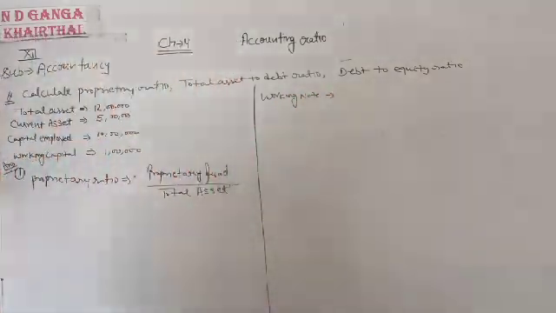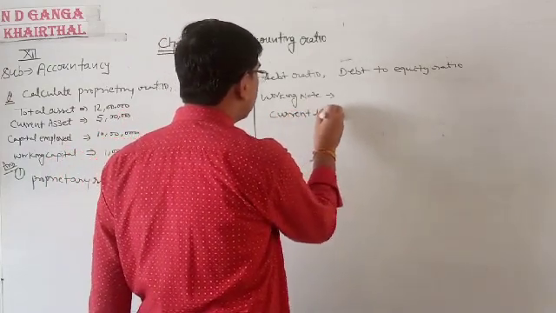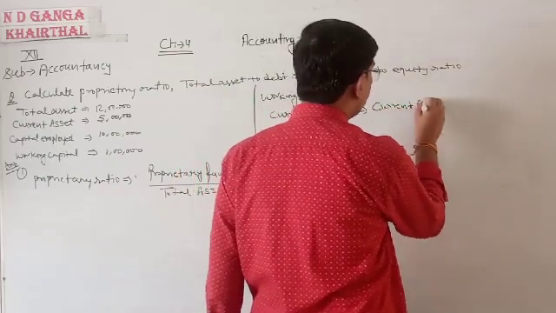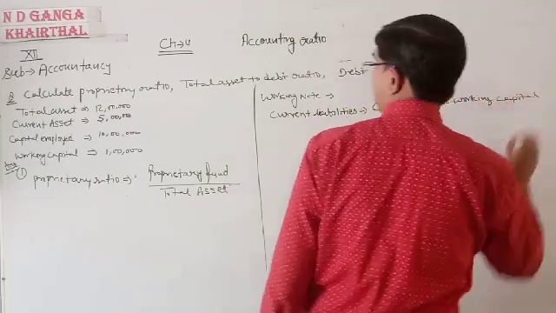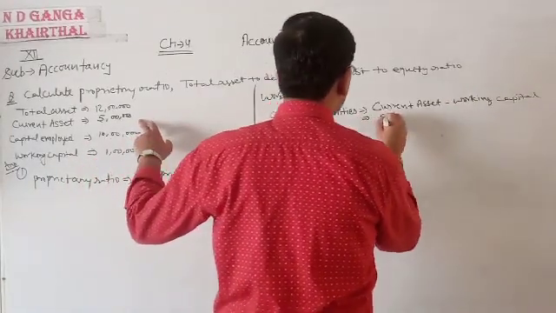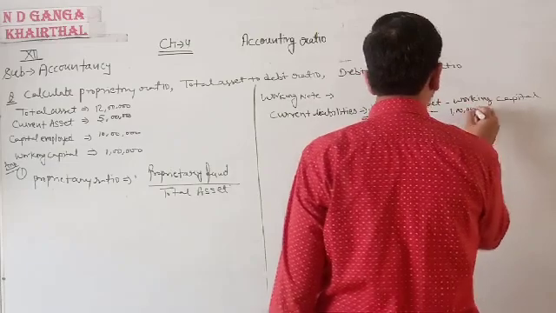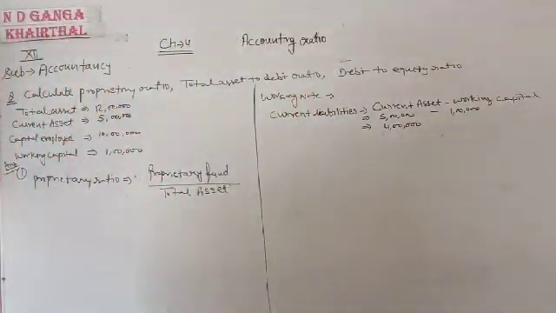So first of all, we calculate current liabilities. Current liabilities equals current assets minus working capital. Current assets is given in the question as 5 lakh rupees, and working capital is 1 lakh rupees. So current liability is 4 lakh rupees. Okay, students, and debt equals total debts minus current liabilities.